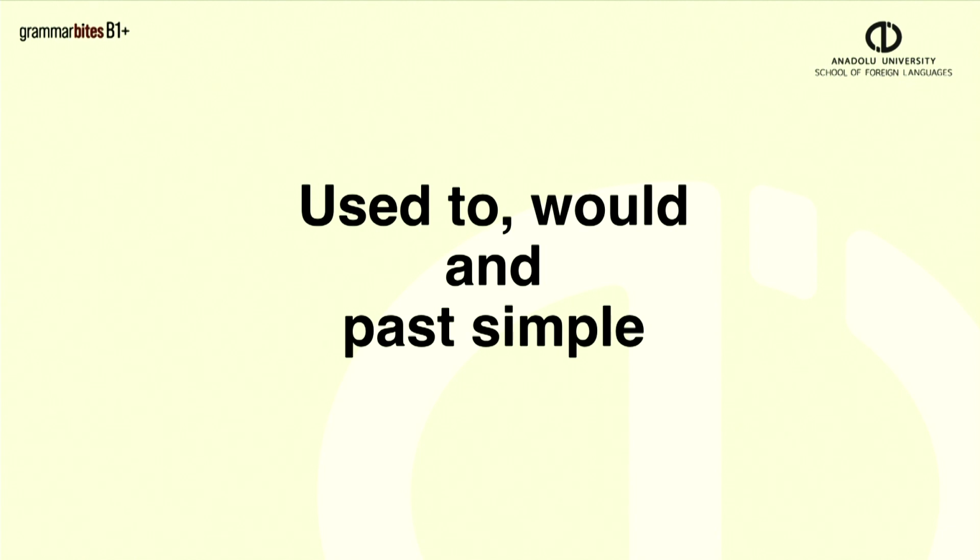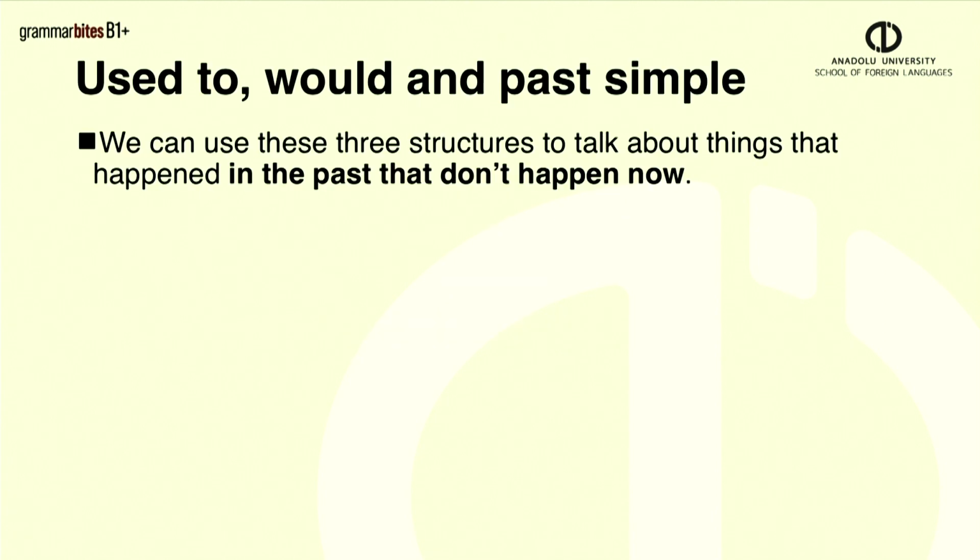Welcome to Grammar Bites. In this video, we are looking at used to, would, and the past simple tense. We can use all three structures to talk about things in the past that don't happen now.